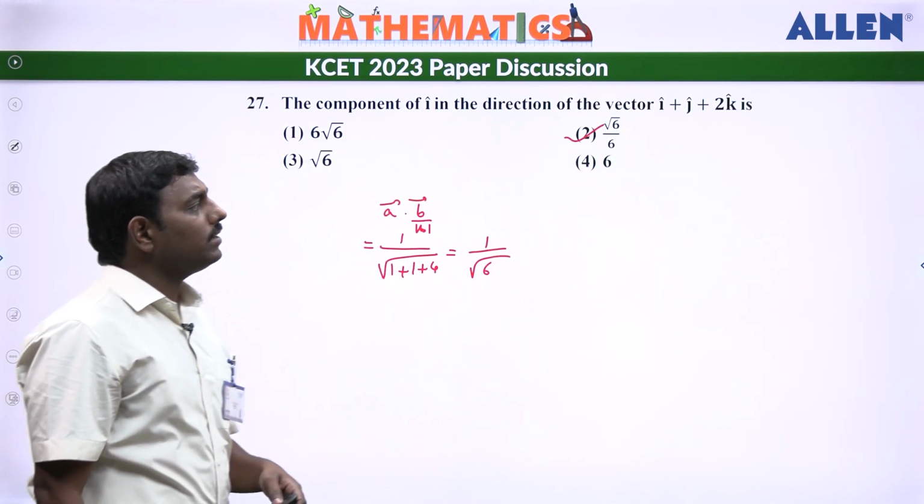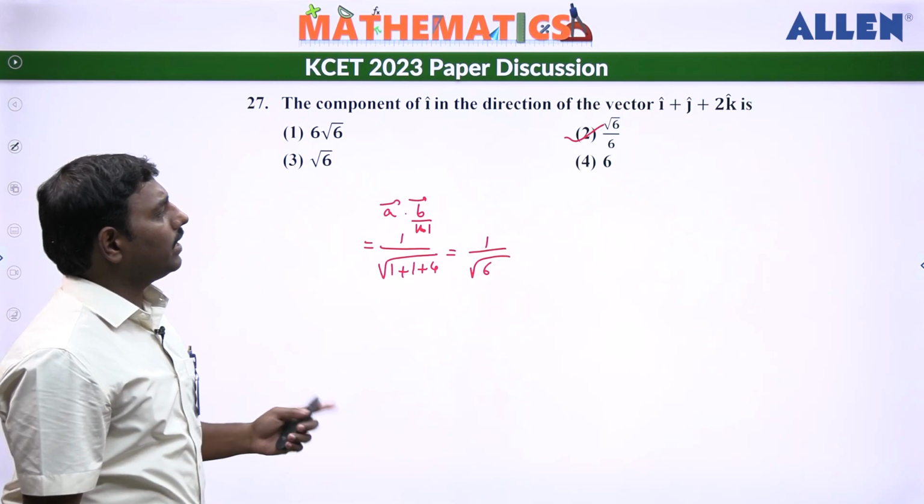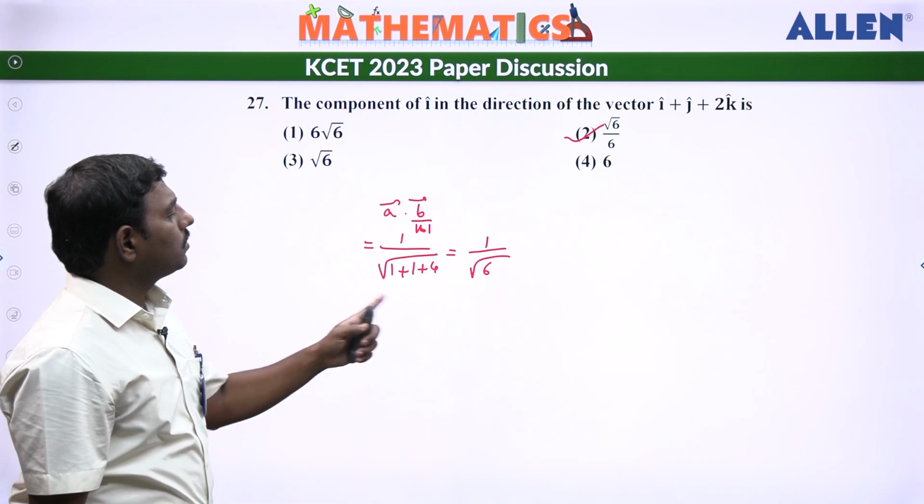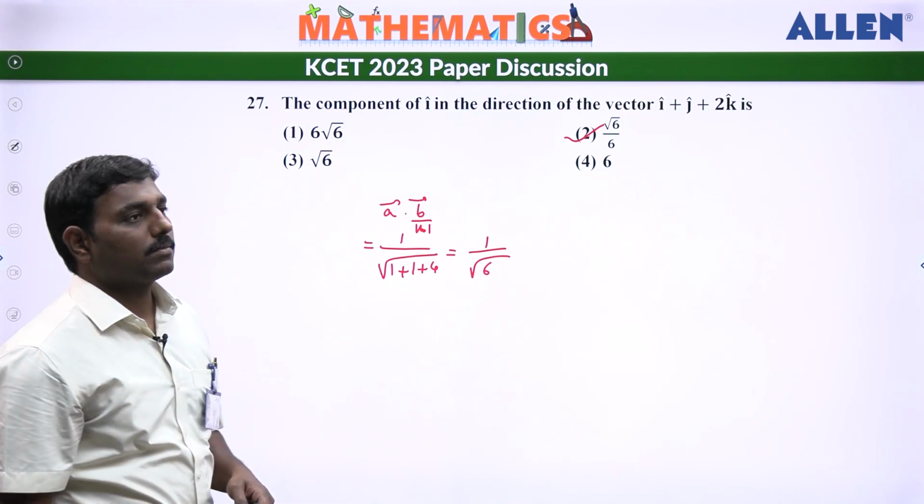So slightly they modified it. The component of i in the direction of the vector, so that is a bar dot b bar by mod b bar. So from that we got 1 by root 6.